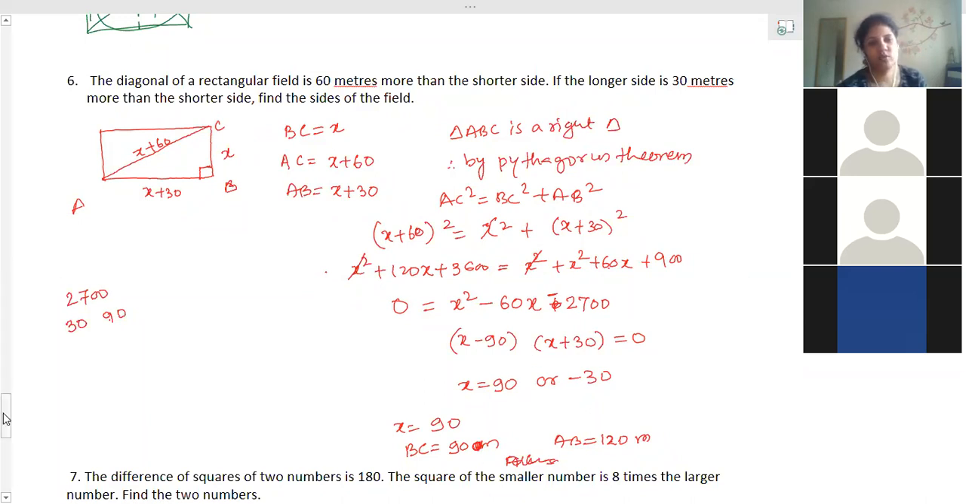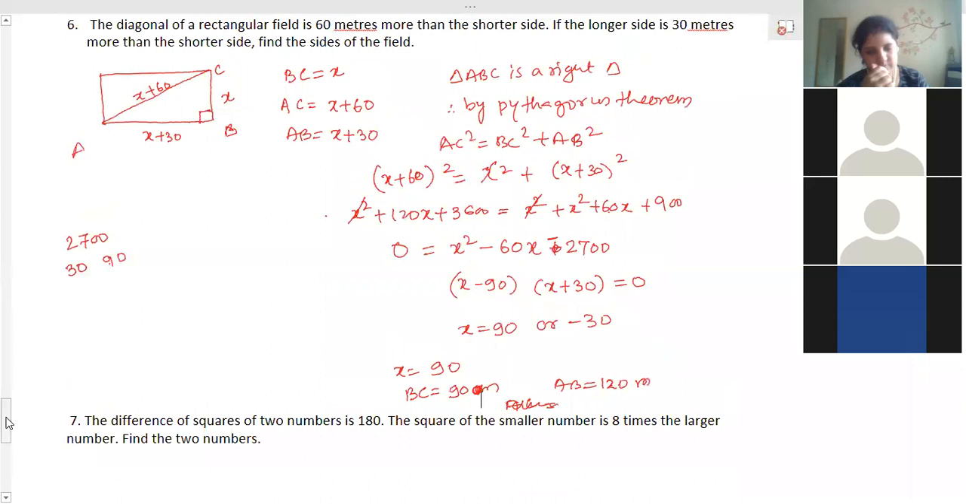Now the next question you can solve. Just now I have explained to you. These are NCERT questions, right? Yeah, these are NCERT exercise 4.3. Okay, ma'am. Yesterday we have done only 2 questions of 4.3 and the remaining questions now.